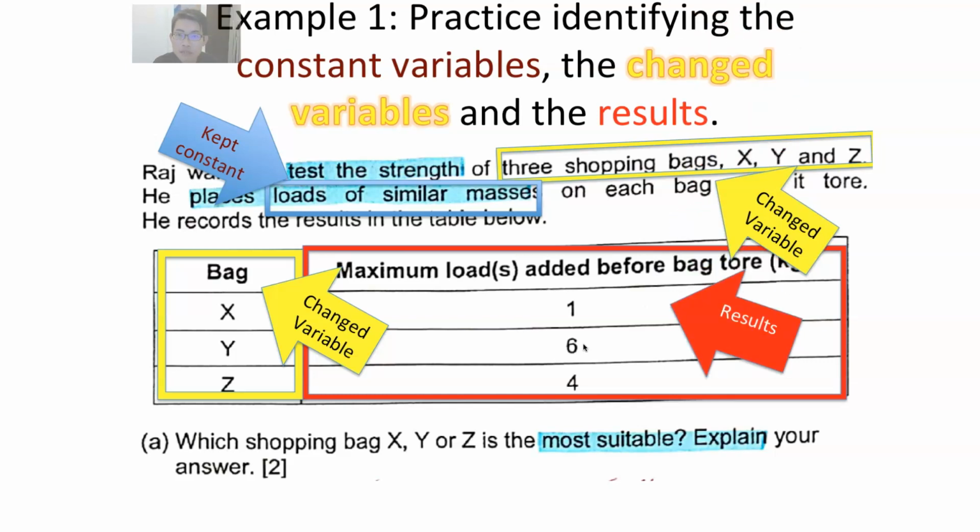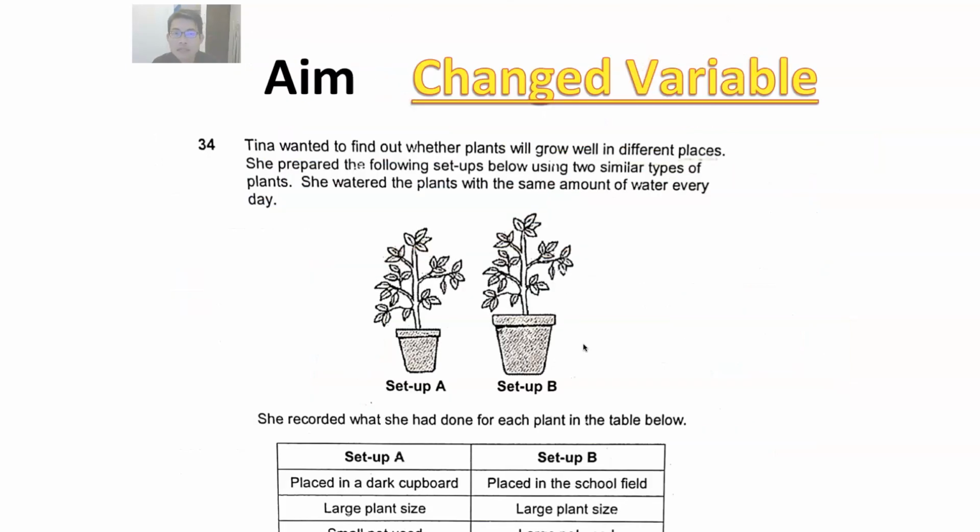Okay, great, if you have identified all the constant variables, change variable, and results correctly. Now, let's look at what is aim and change variable. By now, I'm very sure all of you can identify the aim of an experiment easily. There are certain words that tell you which is the aim.